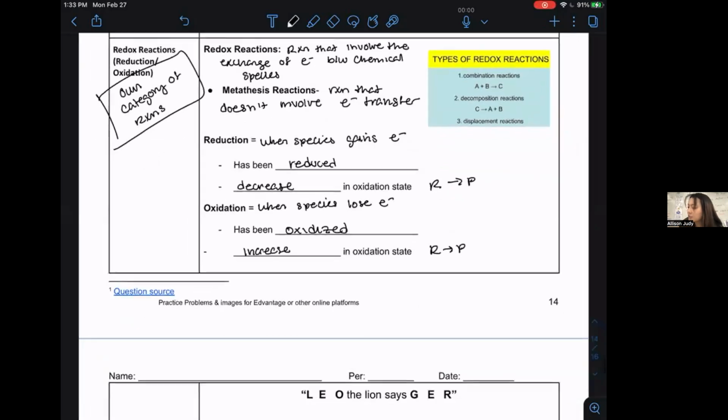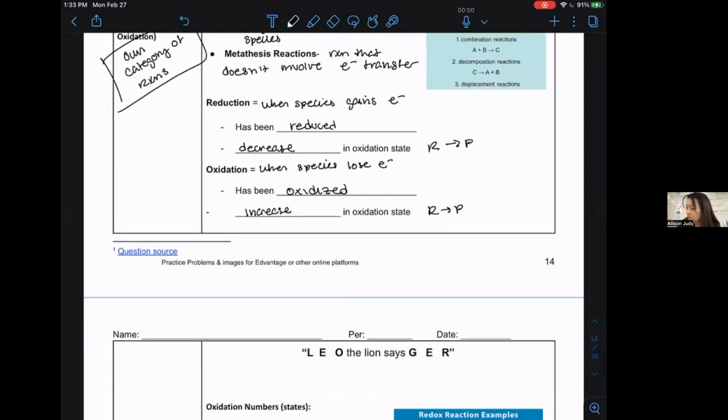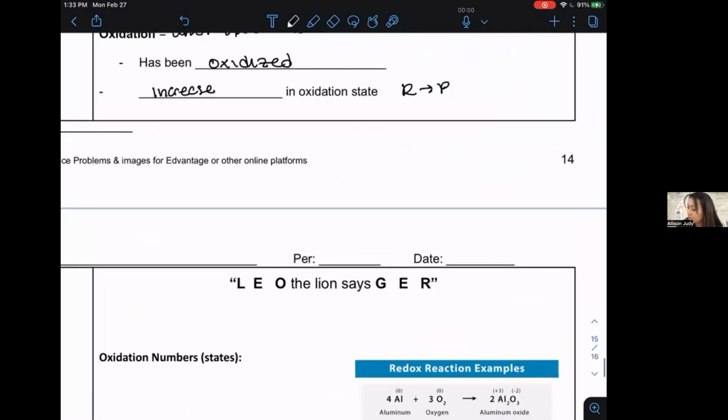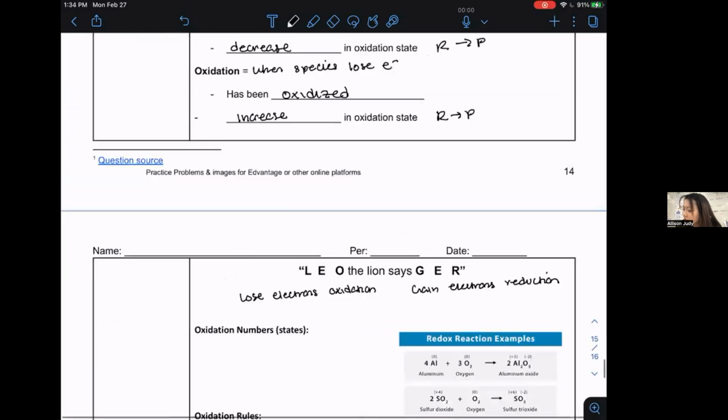There's a little saying that we like to do, and it says, Leo the lion says grr, for knowing how oxidation and reduction occur. Leo the lion: lose electrons, oxidation. Grr: gain electrons, reduction. So I'm going to move on up, zoom in. Lose electrons, oxidation. Gain electrons, reduction. Leo the lion says grr. All right, so what are these oxidation states?